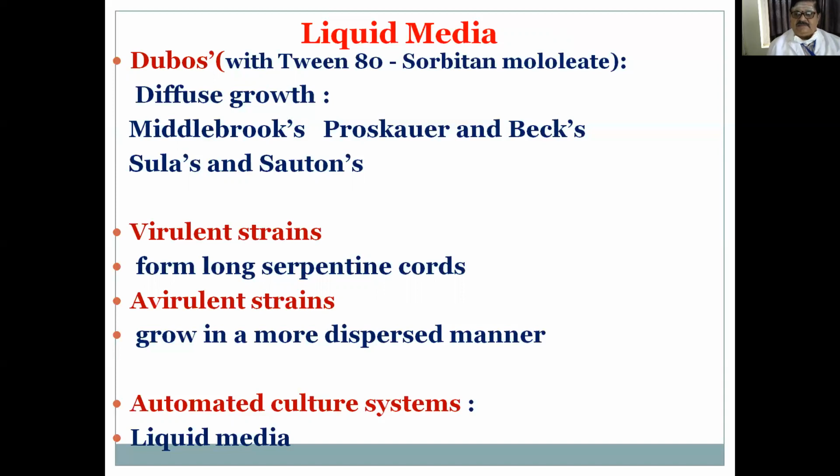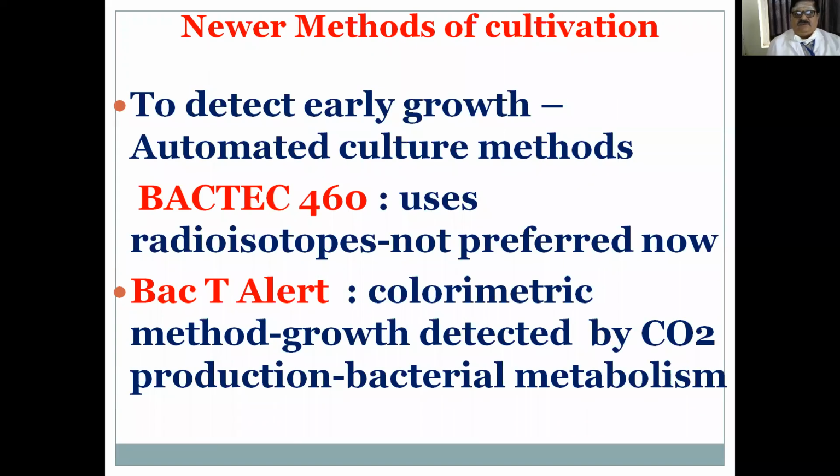Automated culture systems use liquid media. Now, newer methods of cultivation are the Bactec 460 and Bactec alert. Bactec 460 has one disadvantage: radioisotopes are used, so it is not preferred now. And Bactec alert is a colorimetric method. Growth detected, like we said last time.